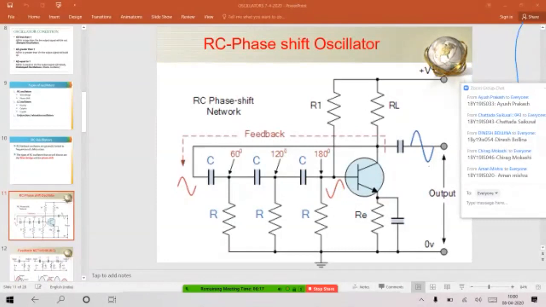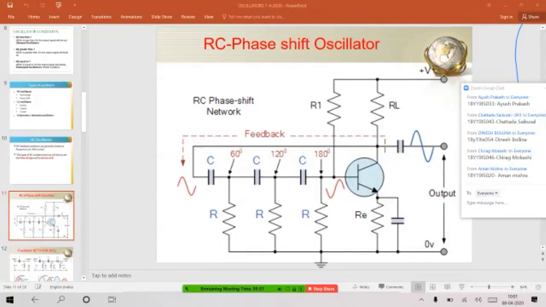So the amplifier is your transistor amplifier. Transistor with R1, RL and RE. Three resistors connected along with the transistor work as a perfect amplifier. And the feedback network is your three RC sections that I have connected here: R, C, R, three RC sections. We call it a feedback network, and it is designed with an RC circuit, resistor and capacitor, only two components.